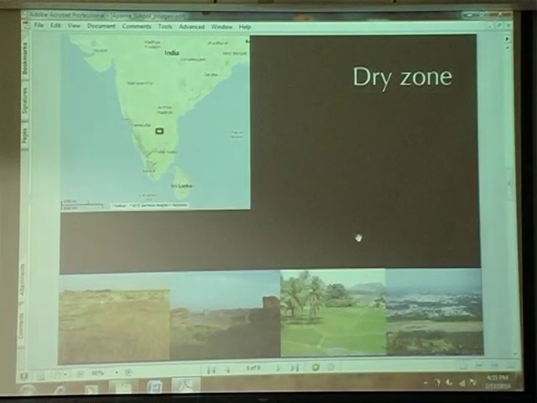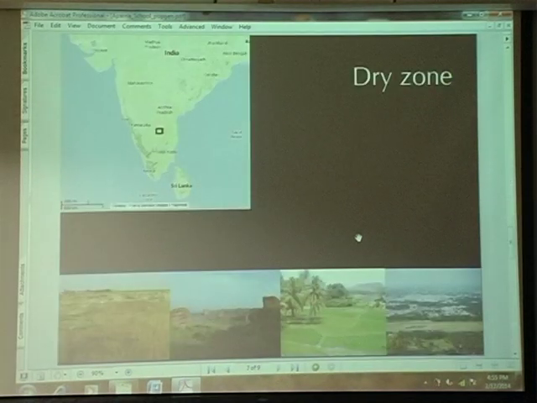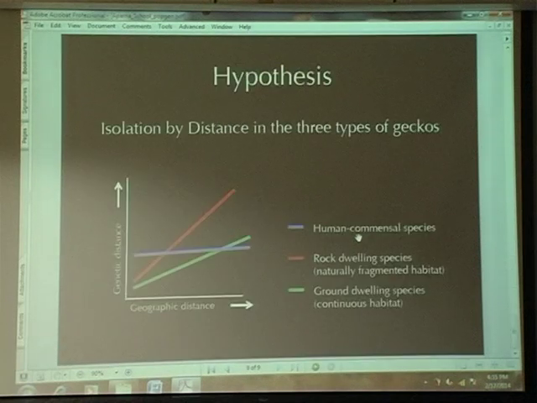So my broad objective is to understand how this habit of being commensal or not, or the habitat, whether it's fragmented or continuous, affects the phylogeographic pattern. And my hypothesis is something like this: if you look at isolation by distance, because the rock-dwelling geckos have a fragmented habitat, they'll have a greater isolation by distance as compared to the continuously distributed species. And human commensal geckos, if they're moved around by humans, might not show much pattern. Thank you.